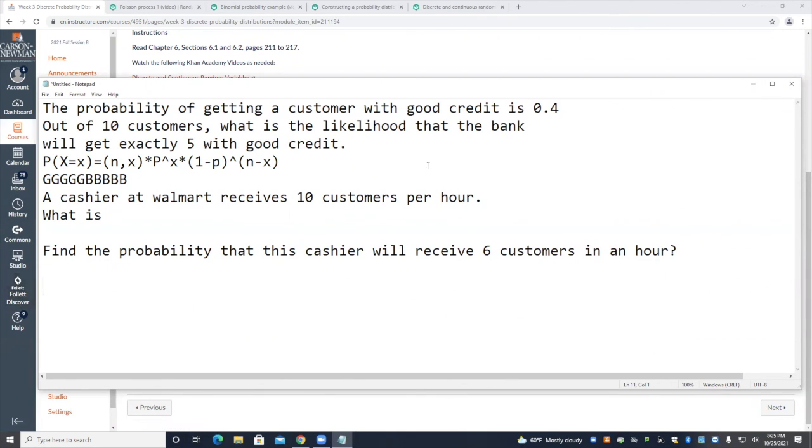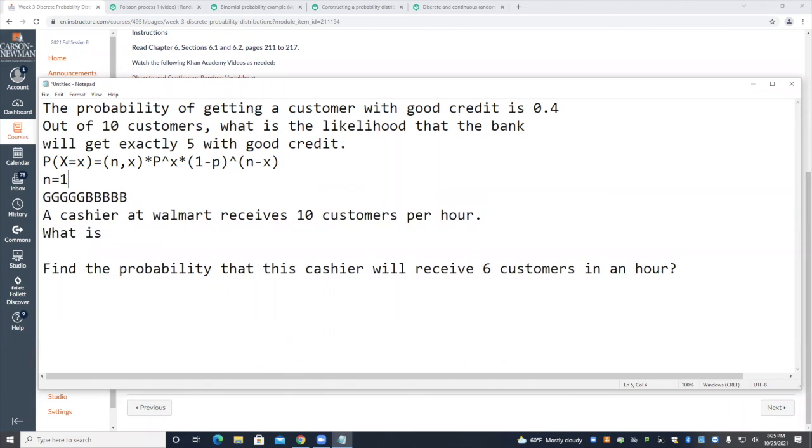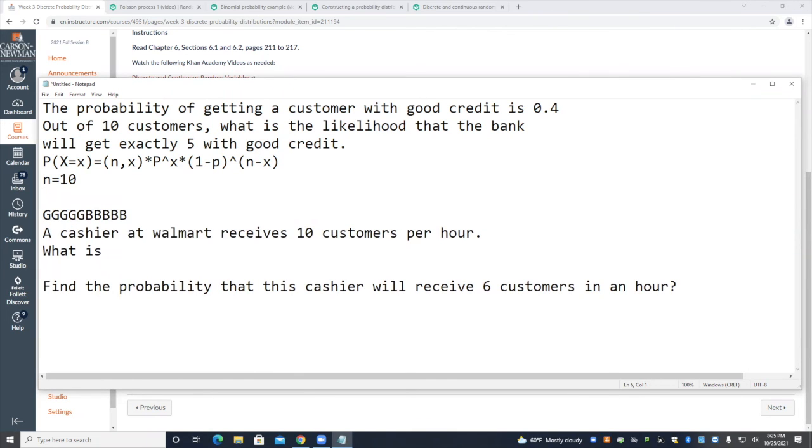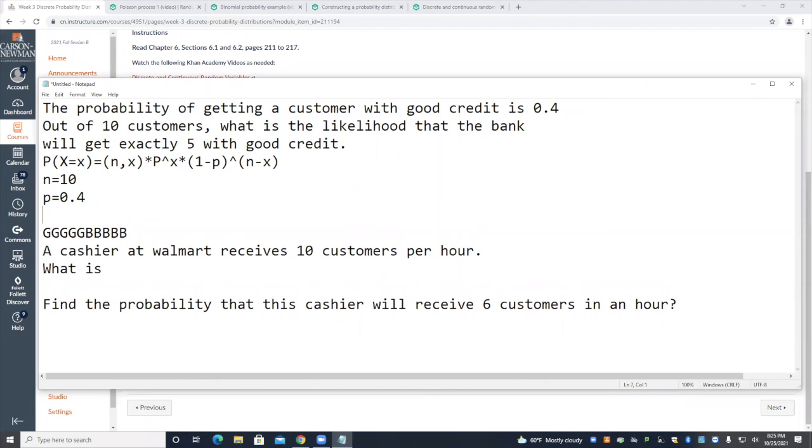So let's compute the first one. What is N? N is equal to 10. There are 10 customers. What is P? P is equal to 0.4. Now, actually, you can see that, right?